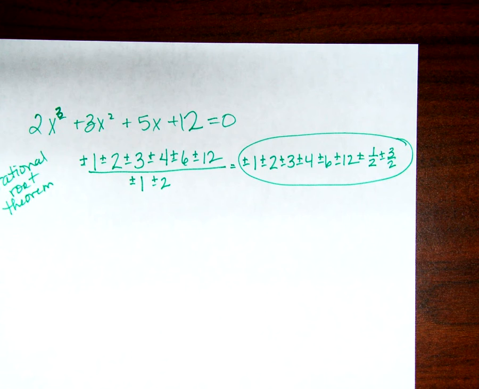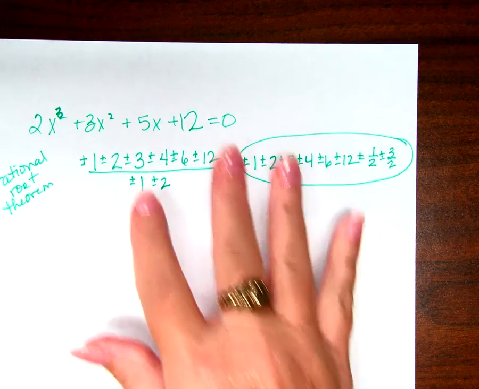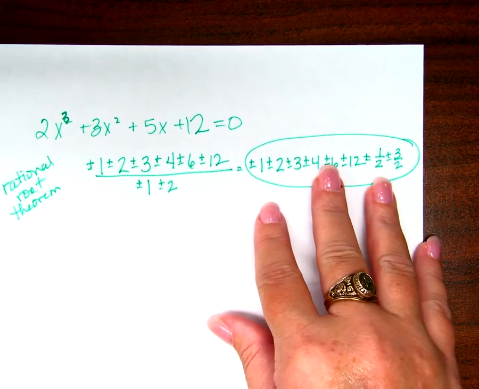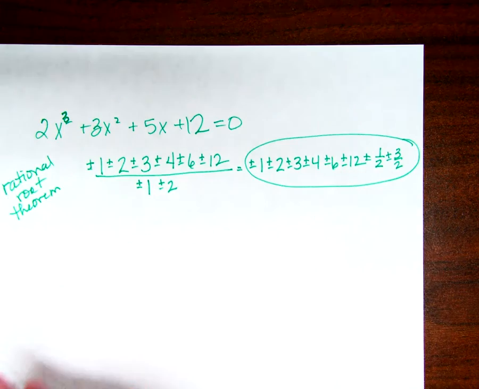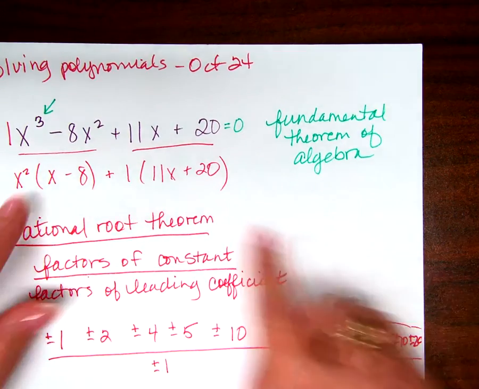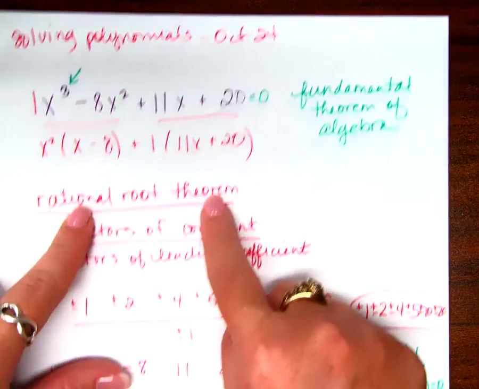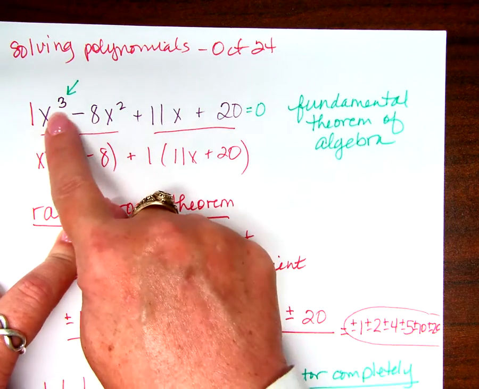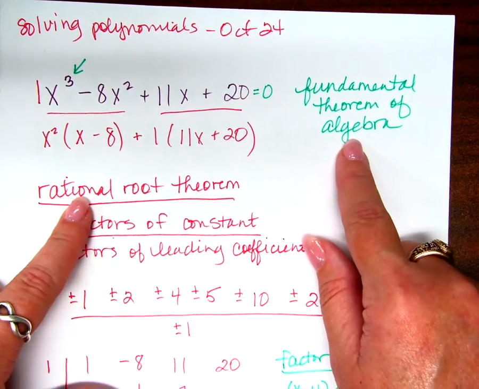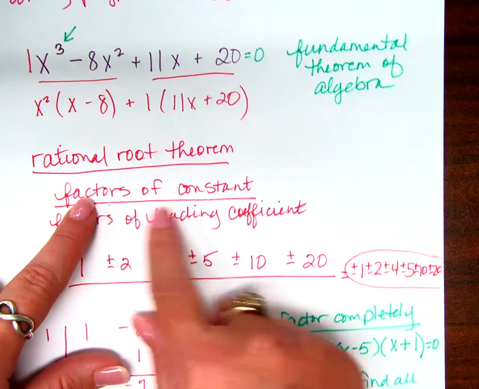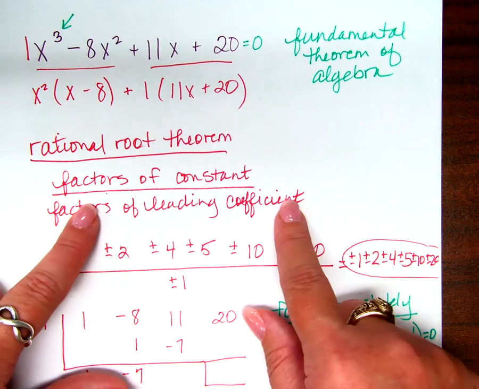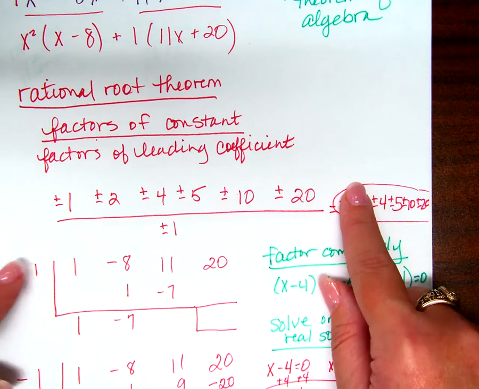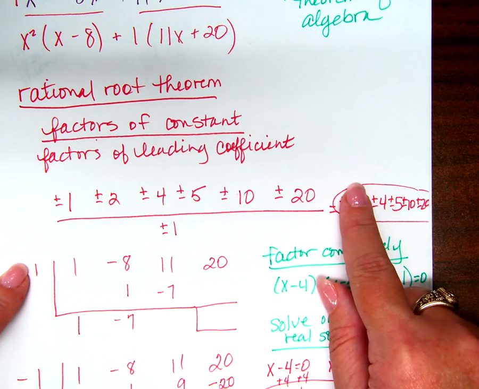Any questions on this? We're not going to finish this problem because I literally just made it up out of my head, so it probably doesn't have nice, pretty solutions. Okay? But we start by doing the rational root theorem. Knowing in our head that whatever the highest exponent is, that's how many answers we're looking for, right? Okay? I find all my factors of my constant divided by factors of the leading coefficient, and I write those out. Those are the numbers that are going to go in the front of the synthetic division.